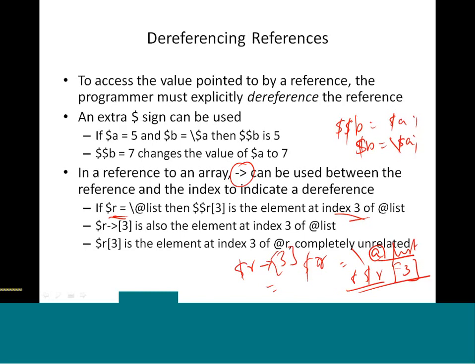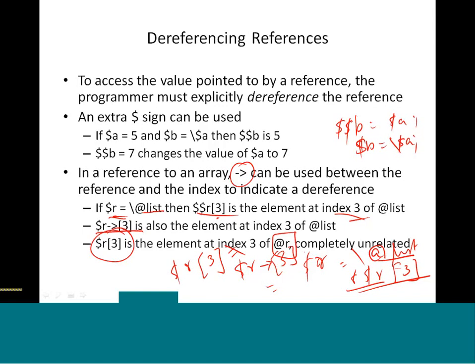But if you just say $R[3], this is not the same as any of this or even this. The reason is $R[3] is actually the third element, or actually in this case the fourth element, of another array named @R, and that's completely unrelated to this one, which is actually the @list.